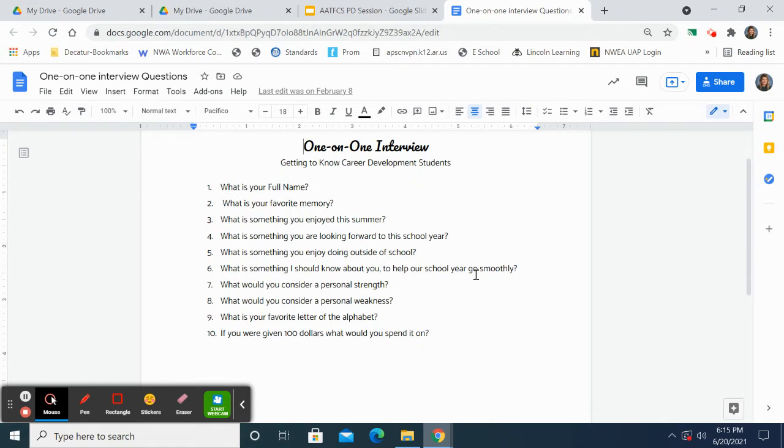I will say students have a little bit of a hard time with questions 7 and 8 about strengths and weaknesses, but as we get into unit 1, they really start uncovering that information and they have that aha moment, which is really cool to see come full circle.